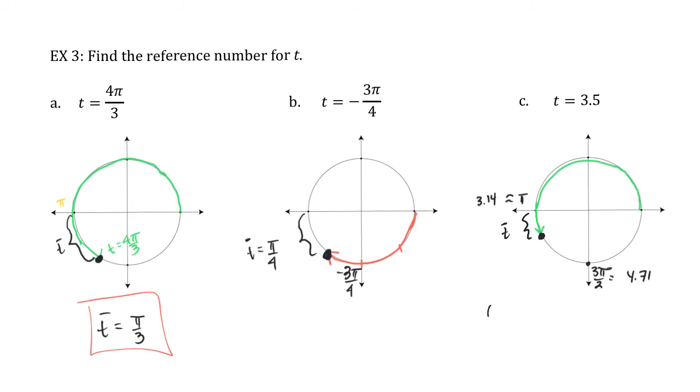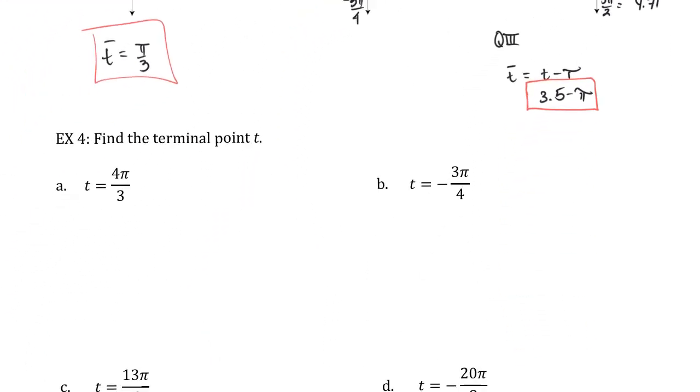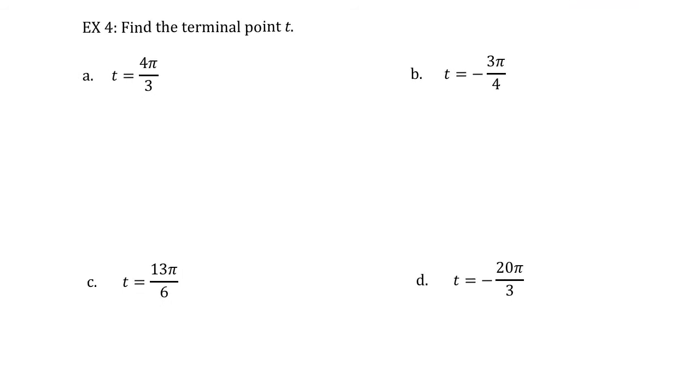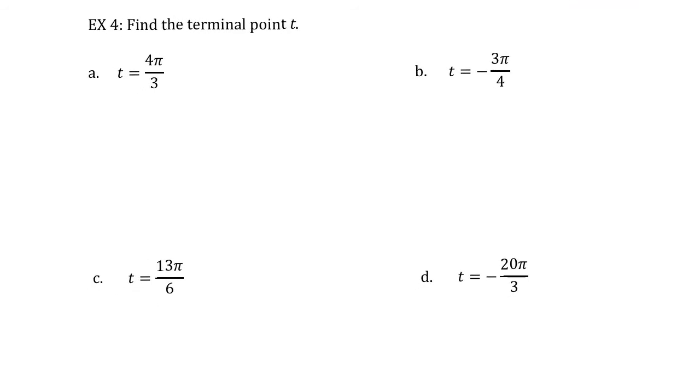And in quadrant 3, what we do to find the reference number is we take our angle and subtract pi. So that means we would take 3.5 and subtract pi. We could approximate it, but we're being asked to find the exact value in these problems. Great. Okay, so there's our reference numbers. And now we're going to actually use our reference numbers because our goal is to figure out terminal points, so the x and the y coordinates at any given t.